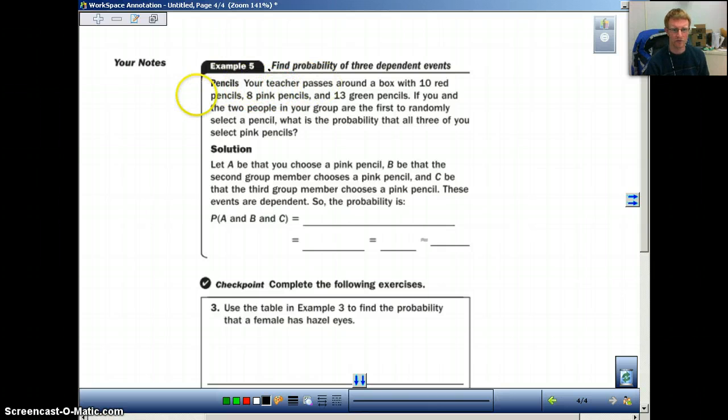It says your teacher passes around a box with 10 red pencils, 8 pink pencils, and 13 green pencils. If you and 2 people in your group are the first to randomly select a pencil, what is the probability that all 3 of you select pink pencils?